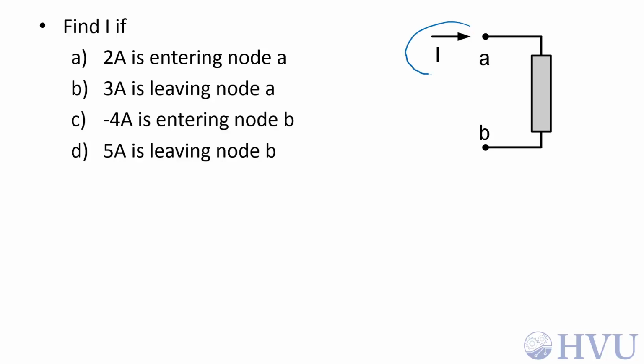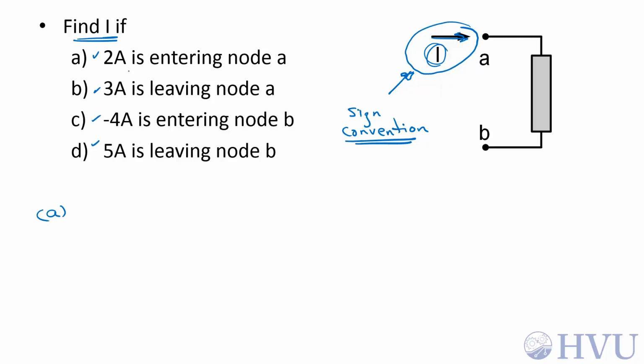This problem gives us a sign convention for the current at node A. This sign convention is arbitrary, but I have to stick with it when I define any current named I. So I want to find this current positive into the terminal A for these four cases.